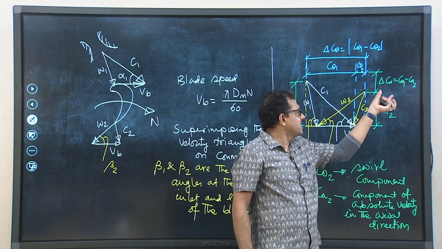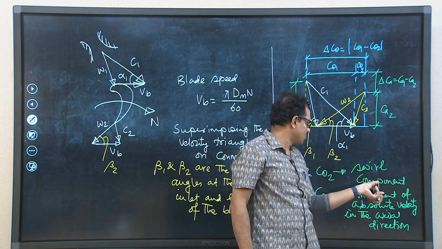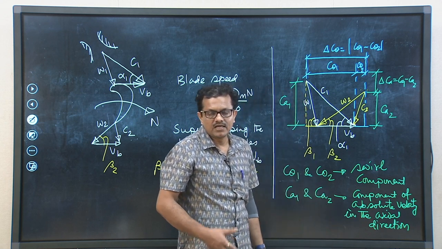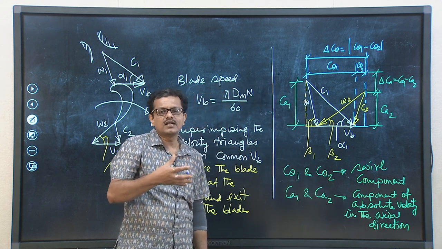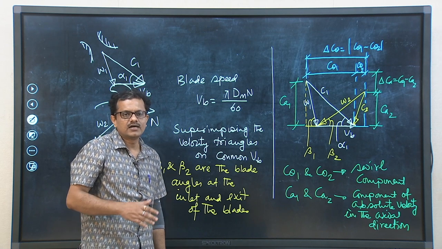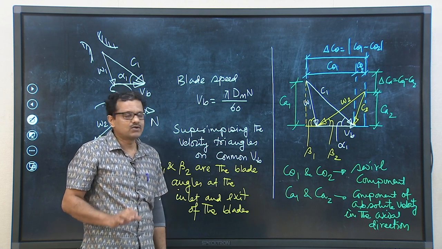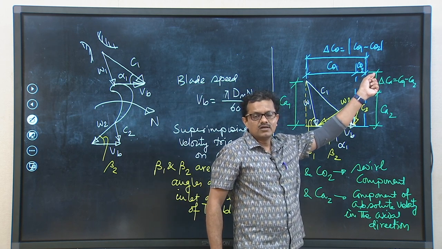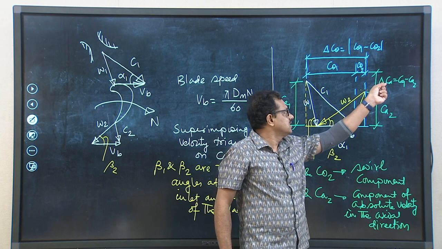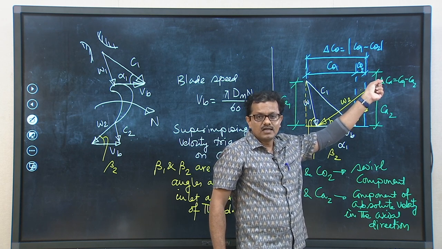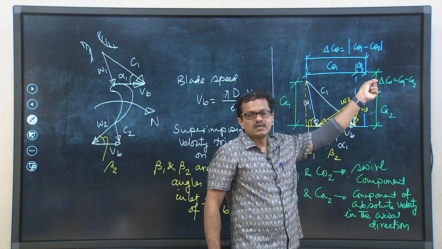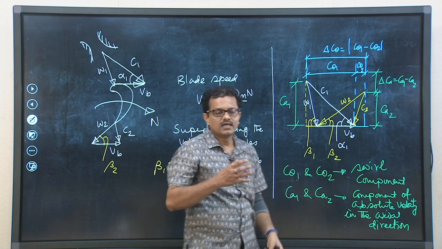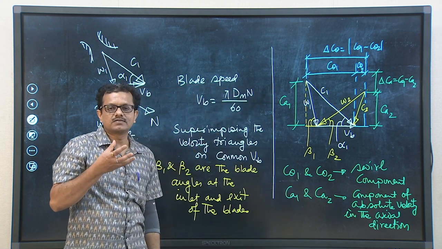So, this difference in the axial component of absolute velocity in the axial direction can be observed if we draw the velocity triangles properly to scale. What I would like to tell you is that this particular component is there, and that component is responsible for the axial thrust that would be absorbed by the axial thrust bearing.